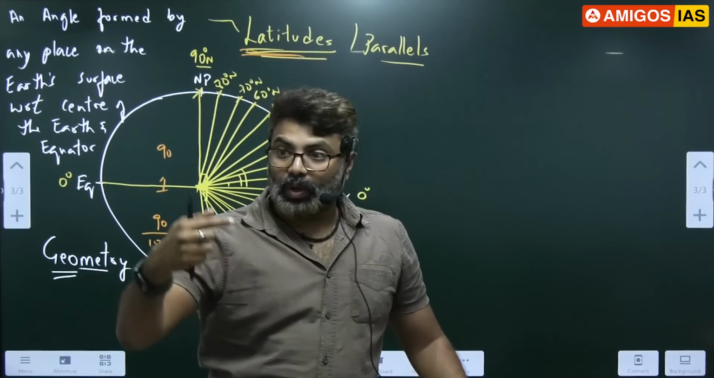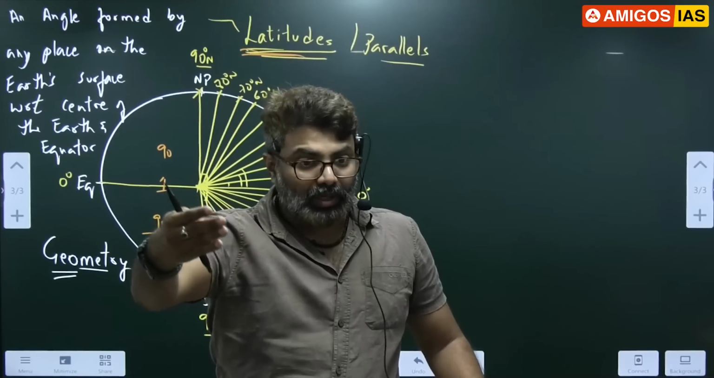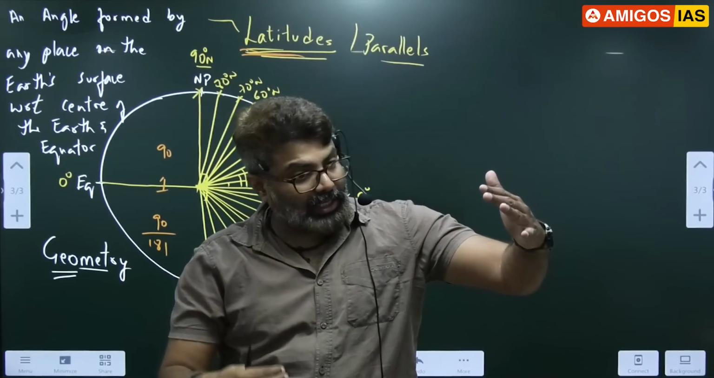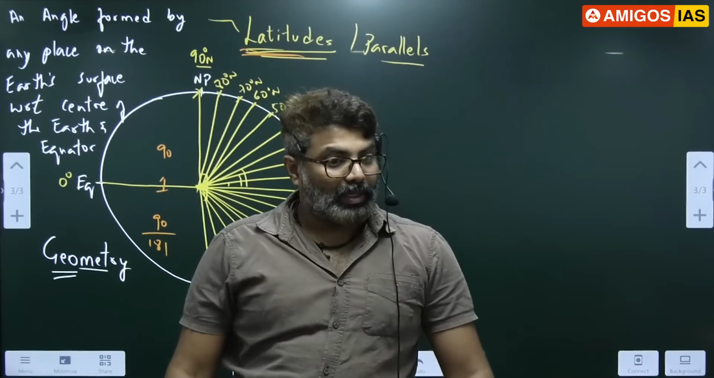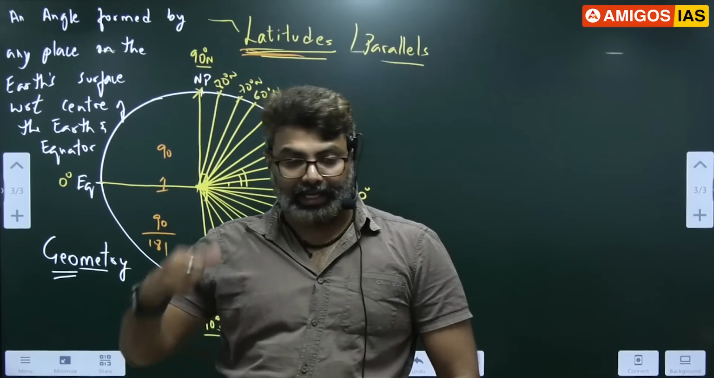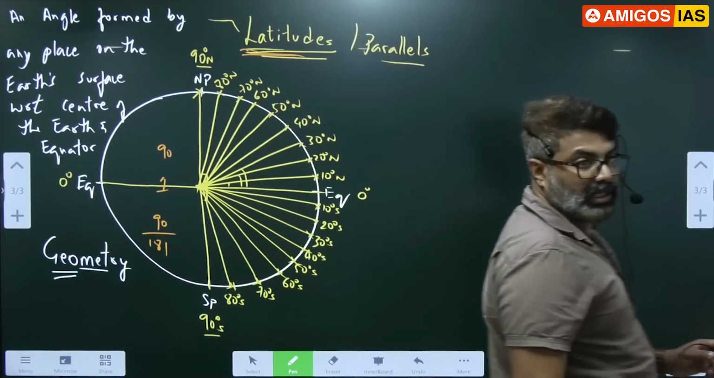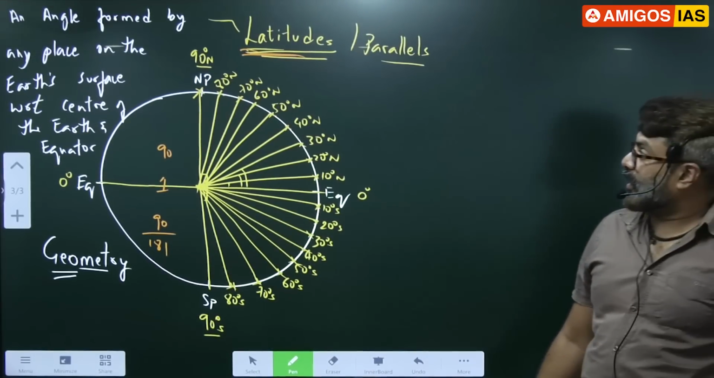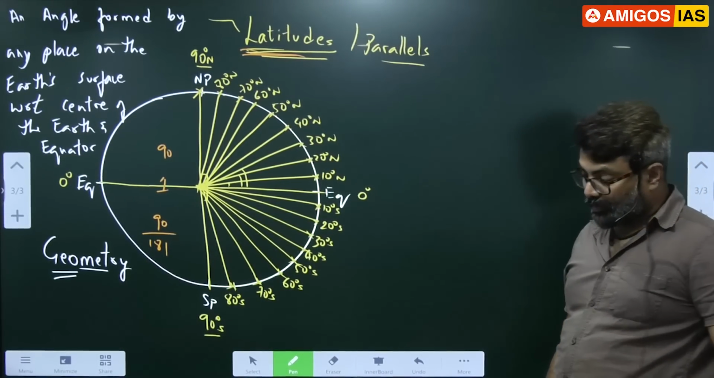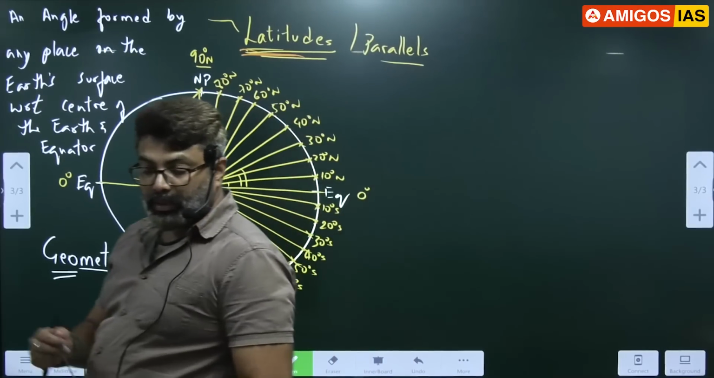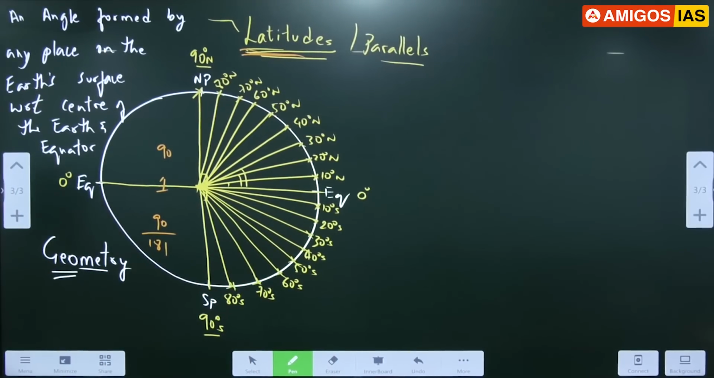Single degree spacing: 1 degree, 2 degree, 3 degree, 4 degree, and so on. 90 in the north, 90 in the south, plus the equator. So 181. Right. Draw the circle properly. Write the definition. So how many latitudes are there on Earth? 181.